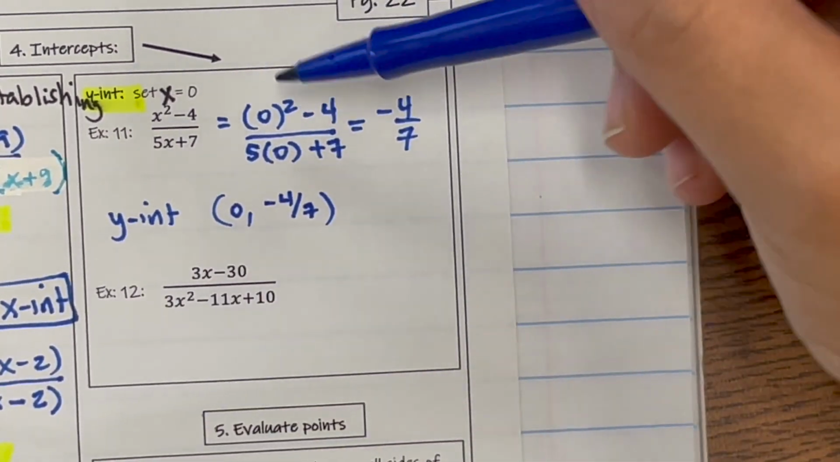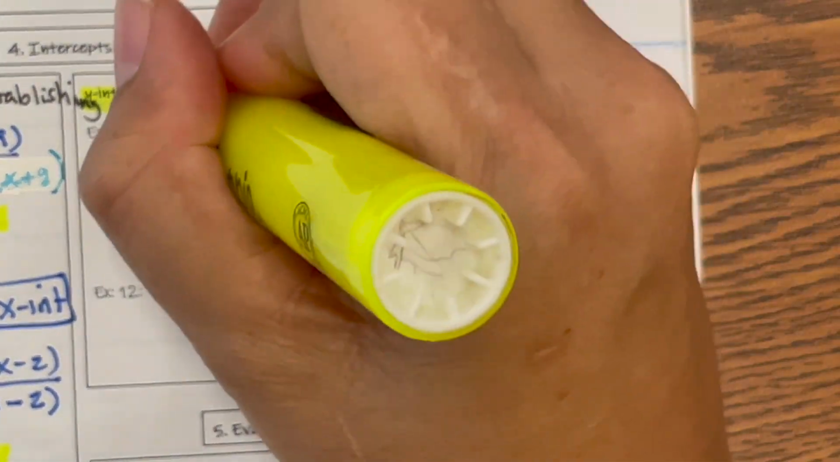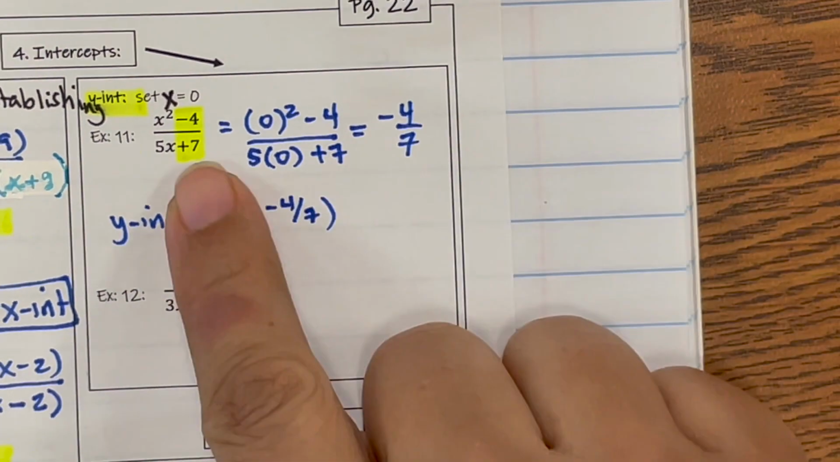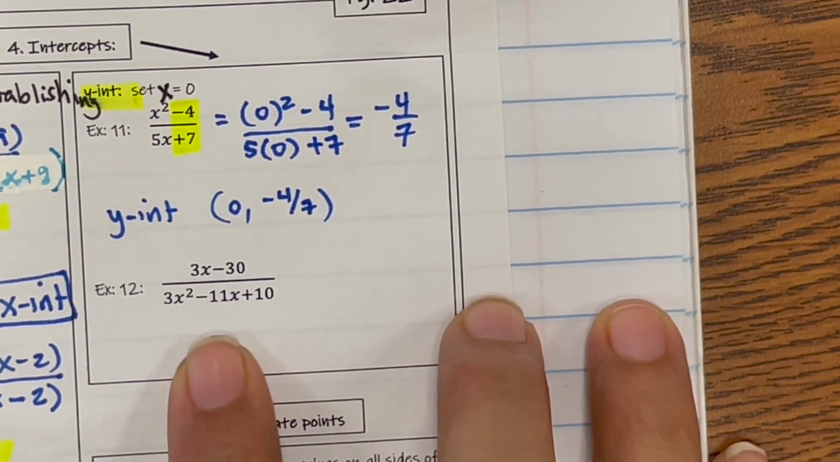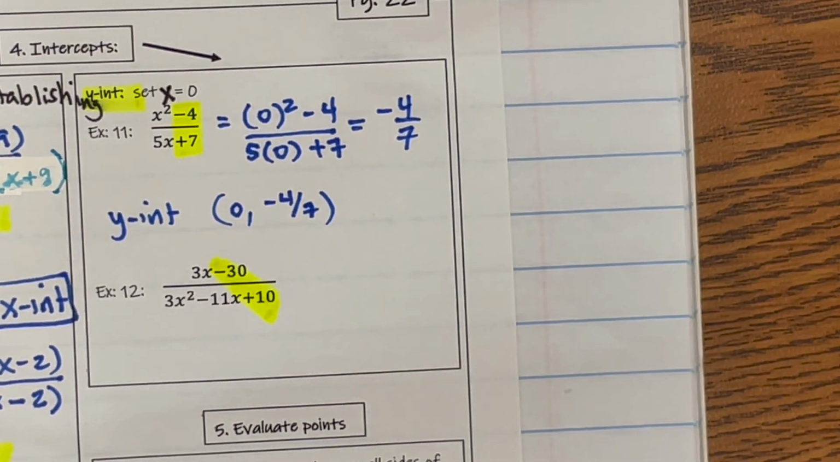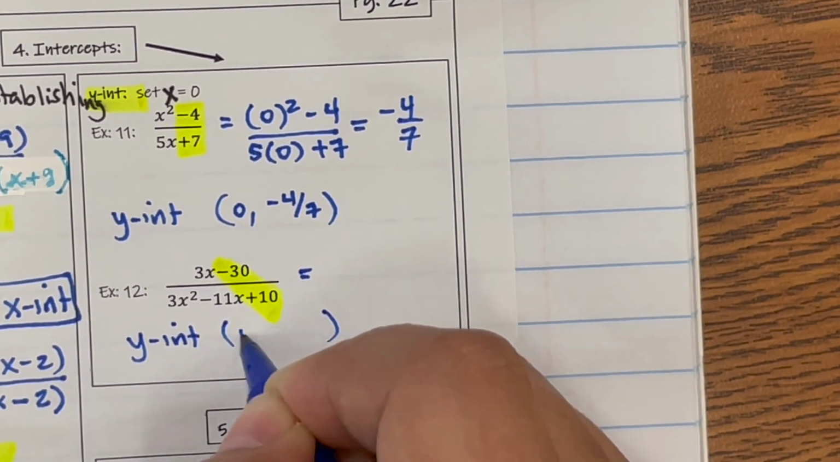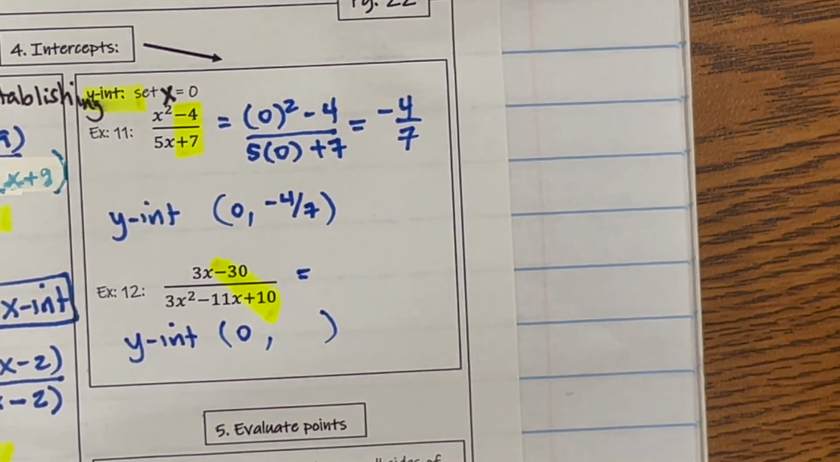Okay, there is a shortcut to this. Notice all the x's are going to be 0, so anything with x is just going to disappear. So really the answer is only going to be whatever doesn't have x on the top over whatever doesn't have x on the bottom. All right, so I'm going to ask you to do example 12. Remember, all the x's go to 0. So what would be the y-intercept for this problem in coordinates? Let's practice.